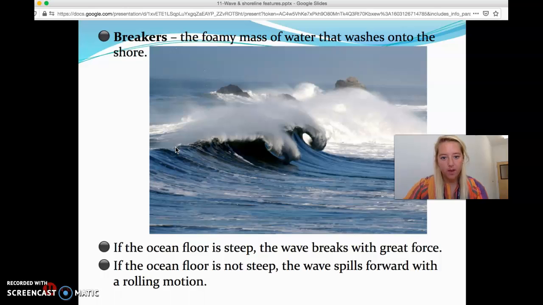Breakers are the foamy mass of water that washes onto the shore. So, the whitecaps that we're talking about. If the ocean floor is really, really steep, the waves are going to break with a really big force. If the ocean floor is not steep, the waves will spill forward in a rolling motion, less likely to knock you down, and a lot gentler.